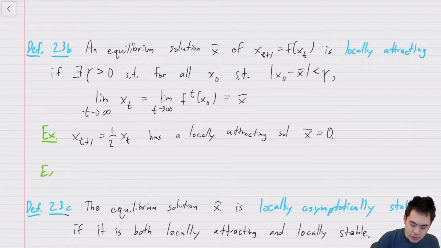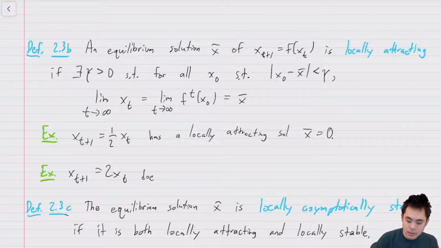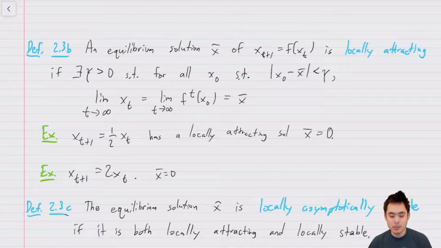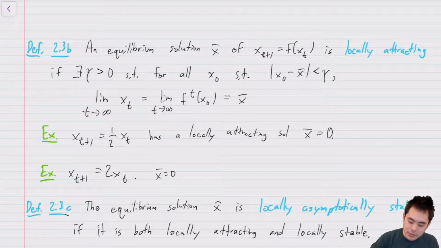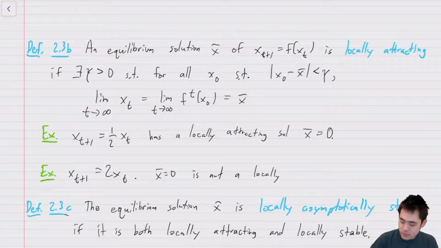And of course, in our other example, x sub t plus 1 equal to x sub t, that was not the case. In this particular case, even though x bar equal to 0 is an equilibrium, it is not a locally attracting solution.